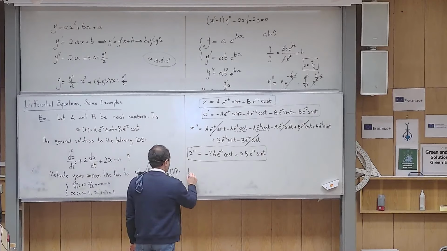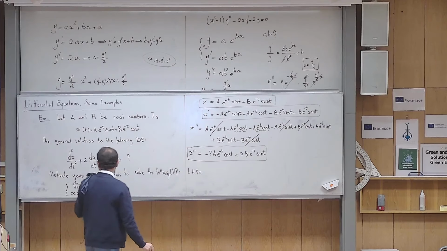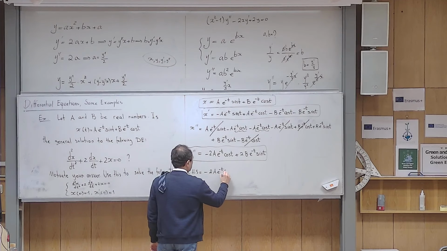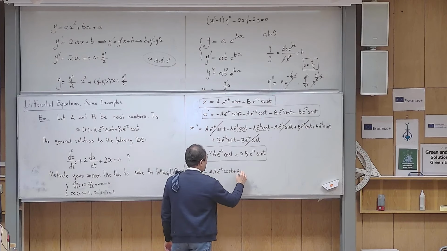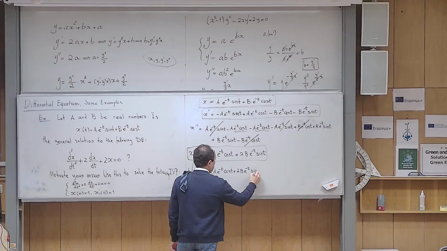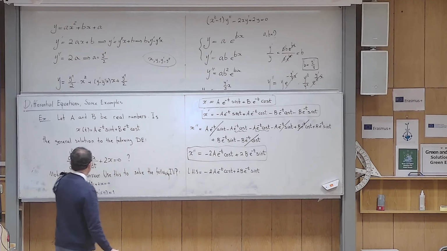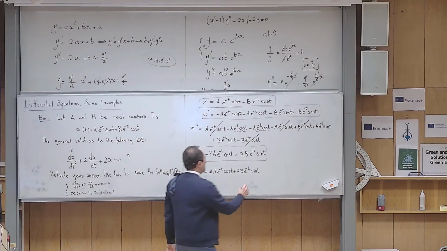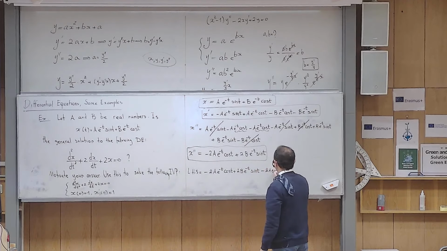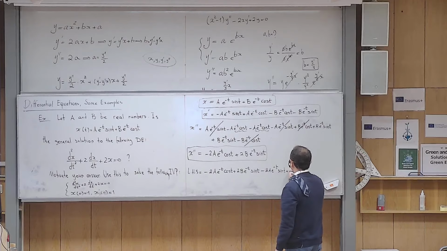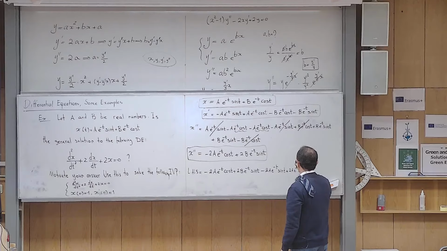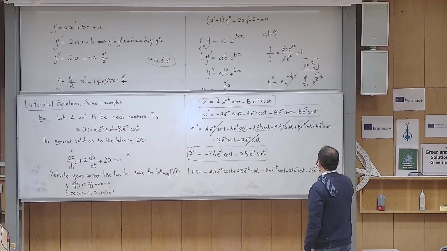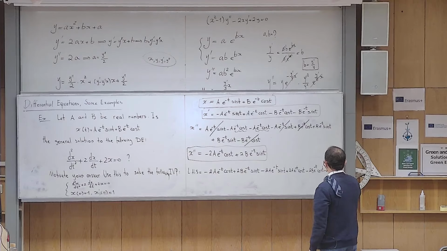So the left hand side becomes equal to, instead of this, I have my y double prime. This is x double prime, and then 2 times x prime. So whatever x prime is, I multiply it by 2, so it becomes minus 2a e to power minus t sine t plus 2a e to power minus t cosine t minus 2b e to power minus t cosine t minus 2b e to power minus t sine t.